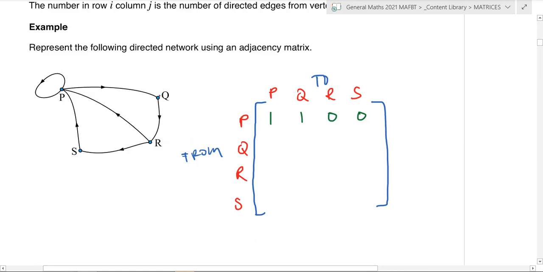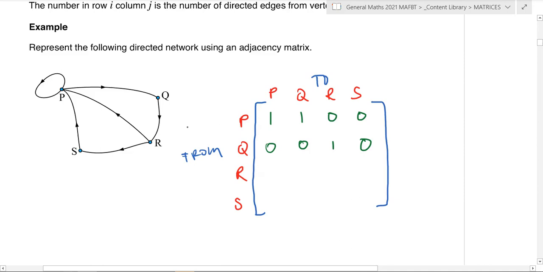Okay, let's go Q to P. From Q to P, I can see that there's an edge there, but again, looking at that direction, it can't go there directly. So there's no one-step way to get there, so 0. Q to itself, well, there's no loops, so that's 0. Q to R, I see there is one direct connection from Q to R, so 1. And Q to S is also 0.